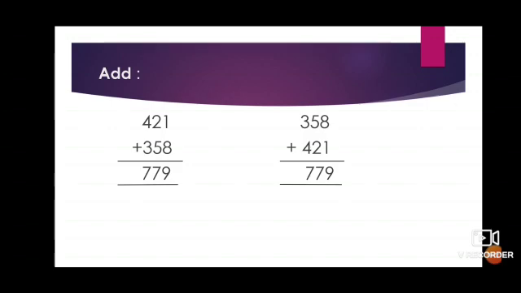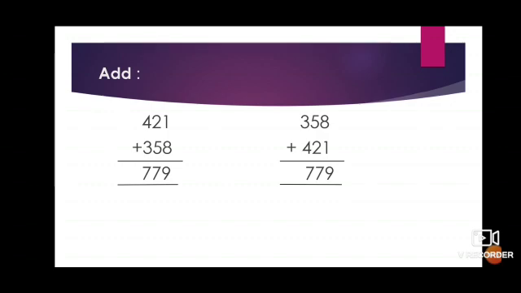421 plus 358. Add and see, children. So before adding, keep one thing in mind. You always start adding from the ones place. So ones place digits are 1 and 8. 8 plus 1, 9. 2 plus 5, 7. And 4 plus 3, 7. So answer is 779.